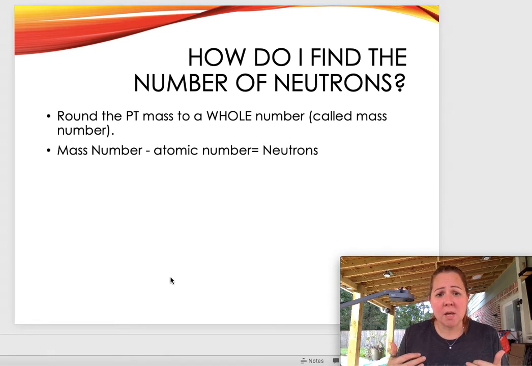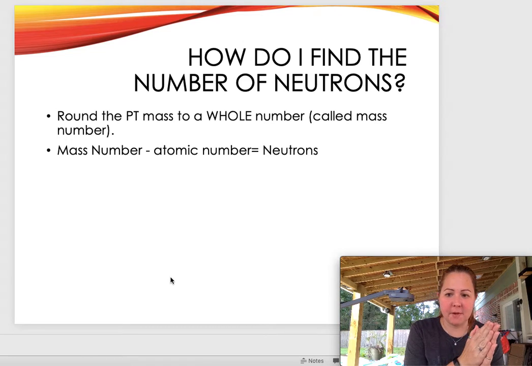So as we look at the atomic mass, there are electrons there, but their mass is so insignificant, it doesn't matter. So when we're going to find your mass number, it's the protons plus the neutrons. So therefore, in order to get the neutrons, you're going to take the mass and subtract off the number of protons, which is the atomic number.